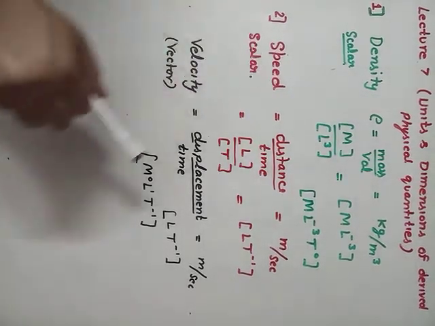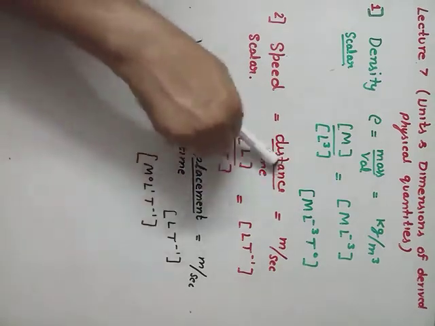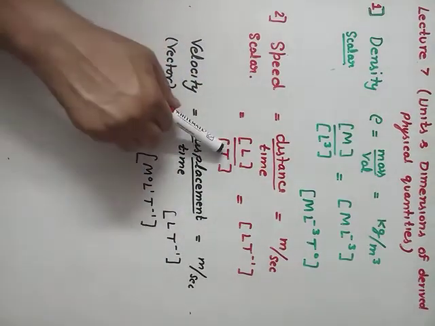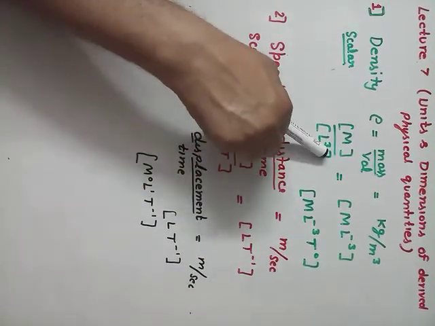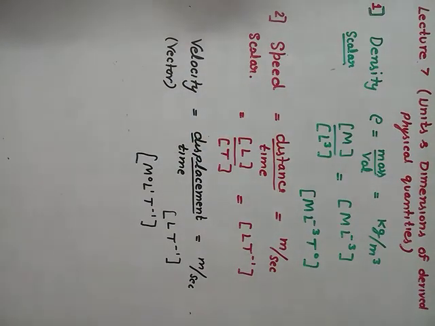That means dimensions do not depend on scalar or vector. Distance and displacement both have the same dimension L, and time is T. When T is taken in the numerator, its power becomes minus 1. When L3 is taken in the numerator, its power becomes minus 3.